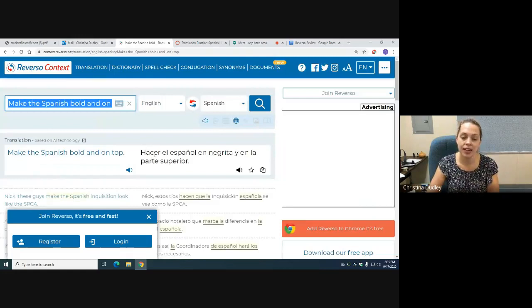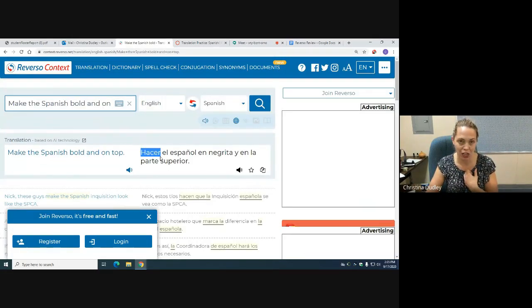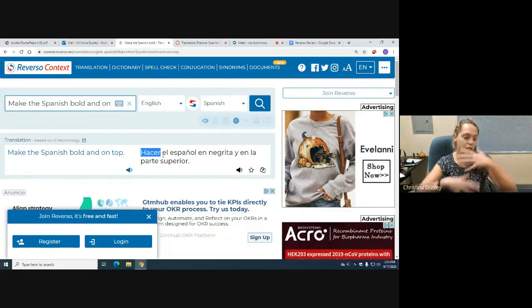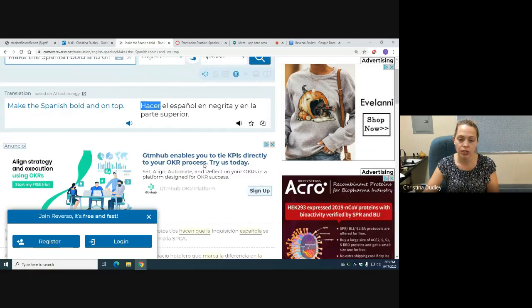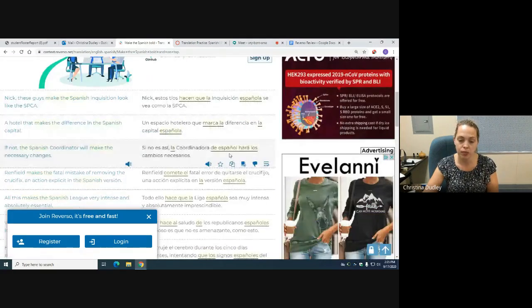Okay, so hacer. Now I know from my experience that hacer means to do. So it's not even conjugating the verb. That's not saying who's doing it. It's just saying to make, or making, or the ability to make Spanish. Okay, and then bold and on top. Okay, so it says make the Spanish, make the Spanish. So see how there's all different kind of words here.